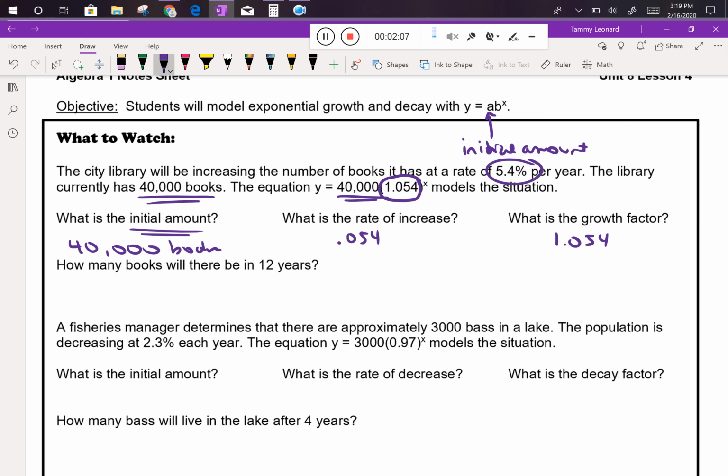So the rate of increase is the amount it's changing by. The growth factor is the number we put in the problem so that we're not just calculating how many books it's going up by, but how many books it will have once it increases by that much.